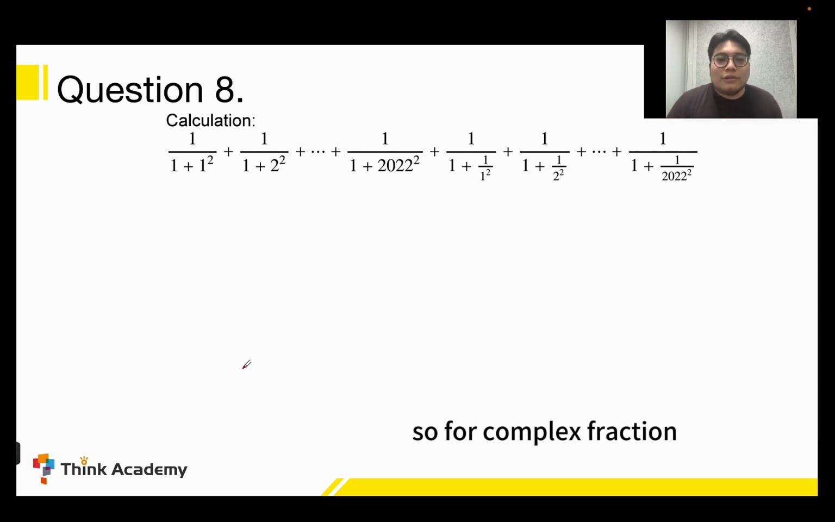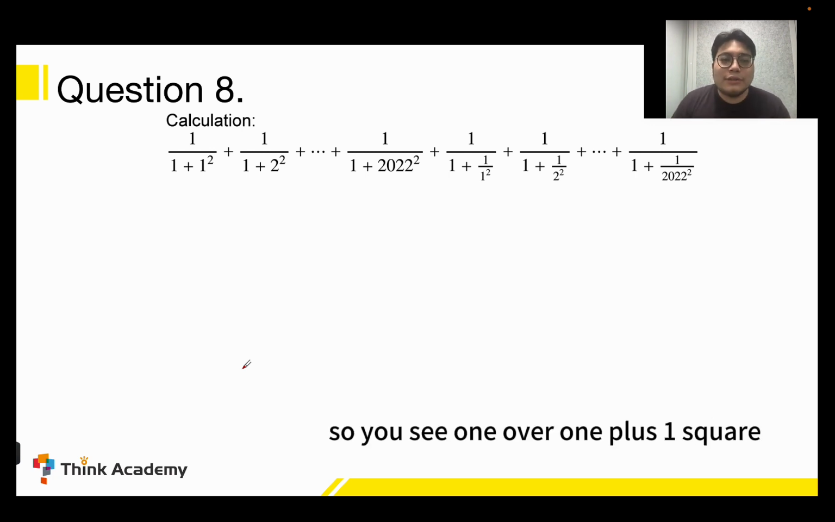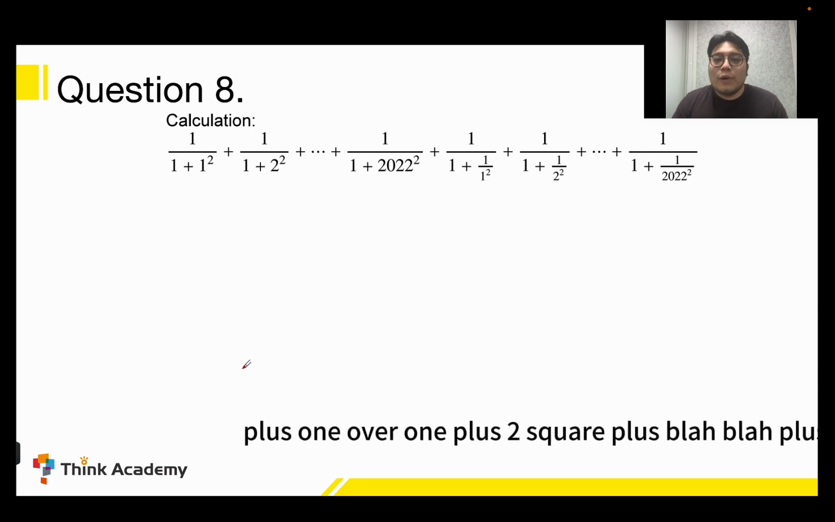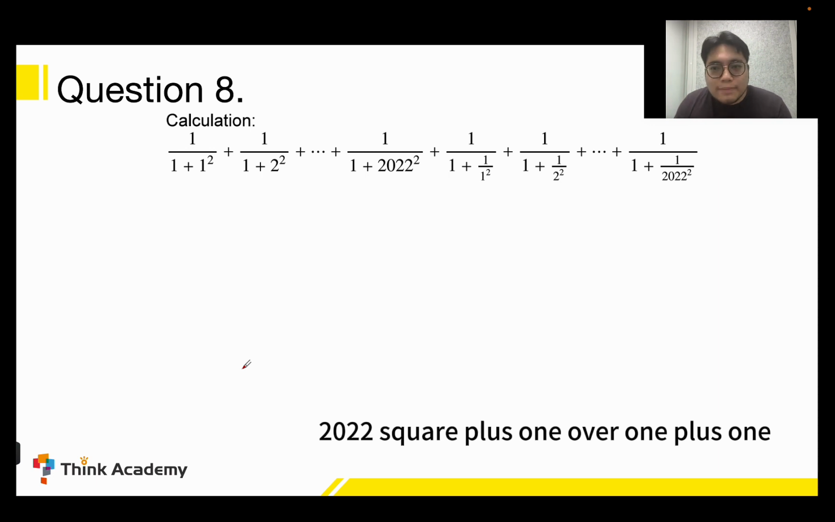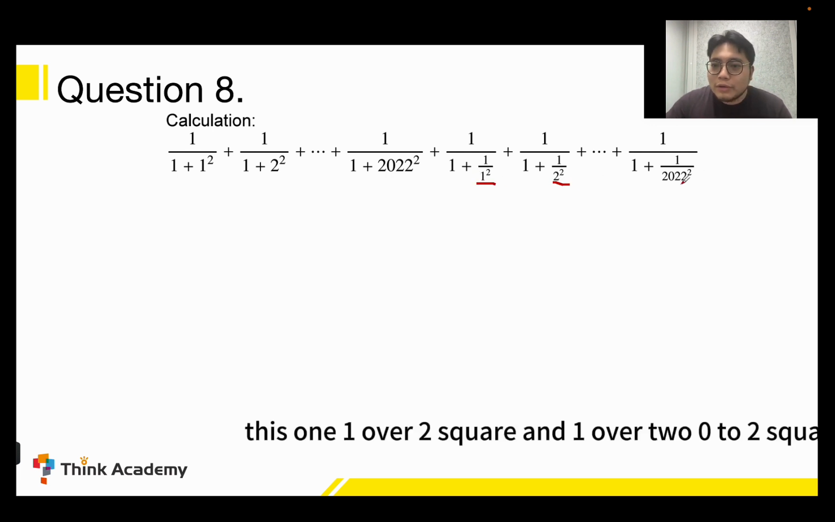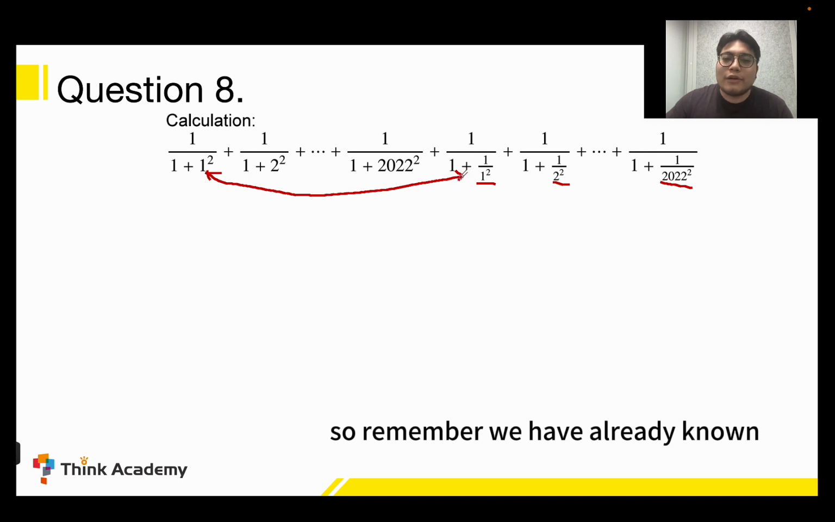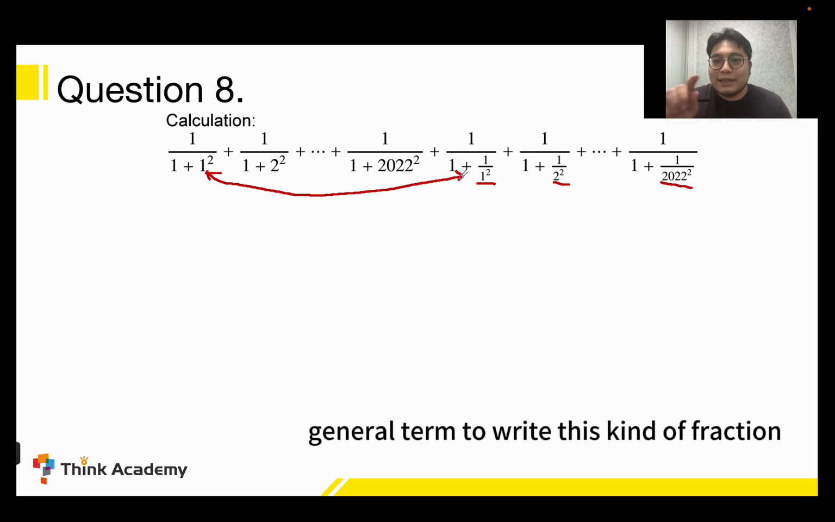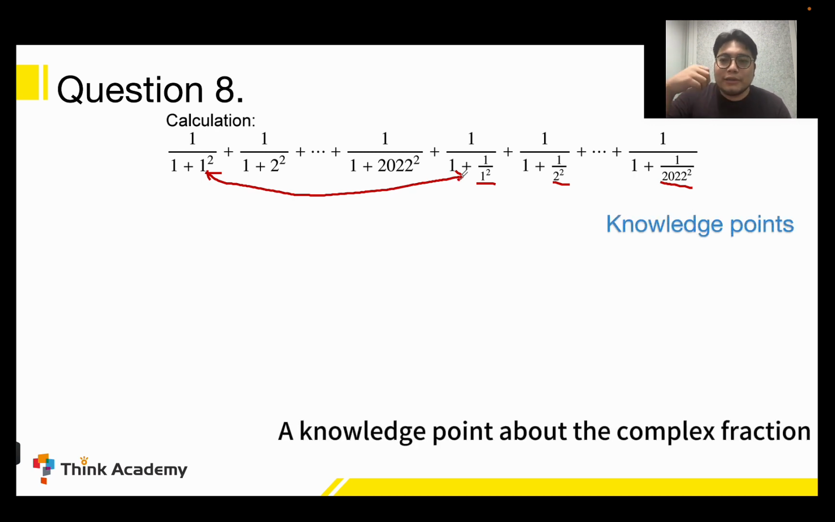For complex fractions, maybe it's hard for you to calculate, but there are always some skills. You see 1 over 1 plus 1 square, plus 1 over 1 plus 2 square, plus and so on, plus 1 over 1 plus 2022 square, plus 1 over 1 plus 1 over 1 square. This part, 1 over 2 square and 1 over 2022 square, is very similar, right? Remember we already know how to use the general term to write this kind of fraction. I think you should know this knowledge point about the complex fraction.